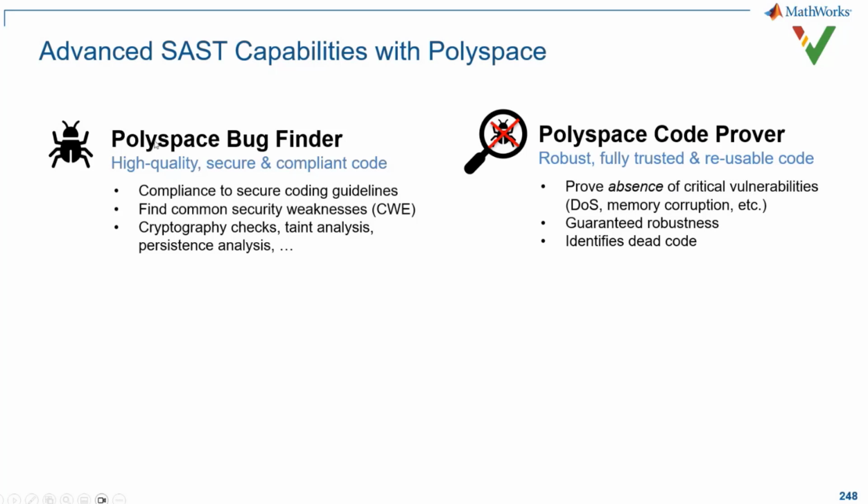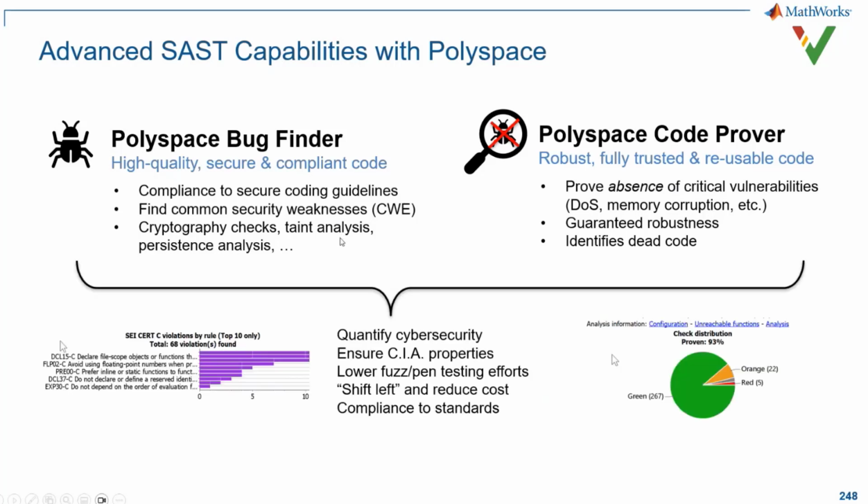With Polyspace Bug Finder on one side, we offer you compliance to coding guidelines. We help you conform to the Common Weakness Enumeration, for example. We also help if you work in the cryptography domain, with taint analysis or persistent analysis. And Polyspace Code Prover offers you robustness and reliability of your code by proving the absence of critical vulnerabilities like denial of service, memory corruption, and so on.